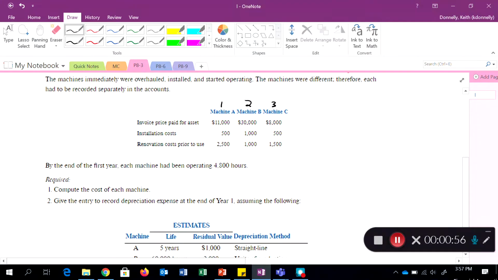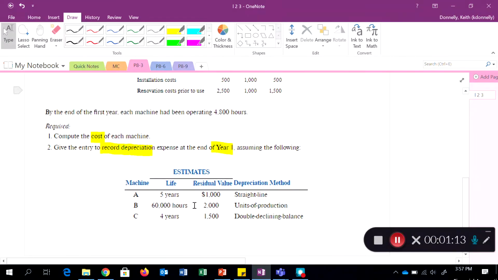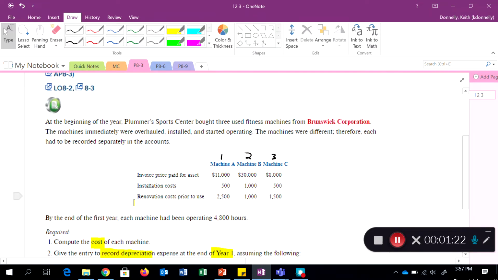And what they want us to do is, in this example, compute the cost of each machine. And then once we compute that cost, record depreciation expense for year 1, given these particular facts. So these are kind of like the step 1 items, right? Gather your information. So let's look here at requirement 1, the cost.